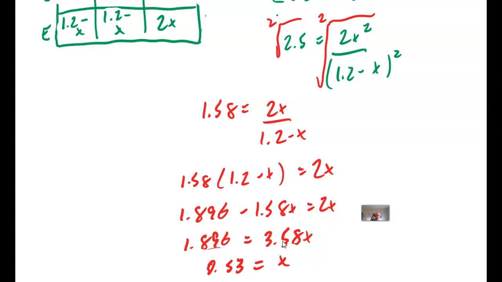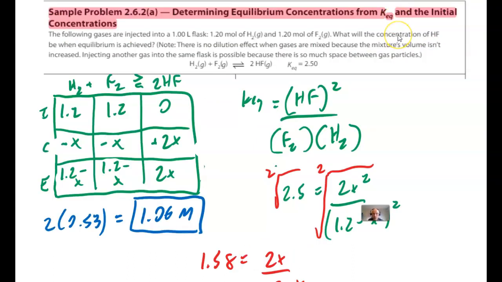Divided both sides by 3.58, and I got x equaling 0.53, which may not be what the problem was asking. That may not be our final answer. So we've got to go back to the question and see what it was asking for. And if you recollect, it's what will the concentration of HF be, the product at equilibrium?